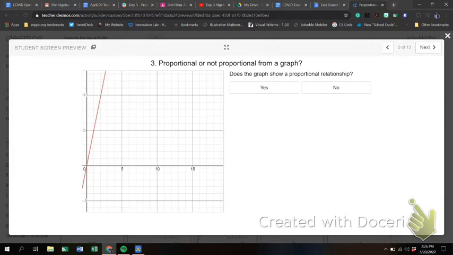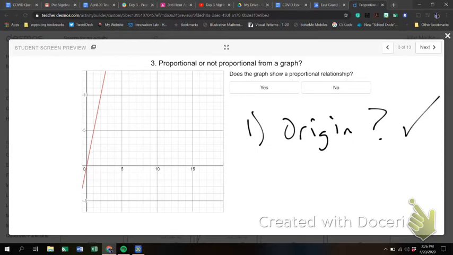All right, so now we have a graph. We do not need to do the ratio of y to x anymore. There's a little easier way. There's 2 criteria. Criteria 1, does it go through the origin? It has to be both of these. The answer is yes. It goes through the origin right here.